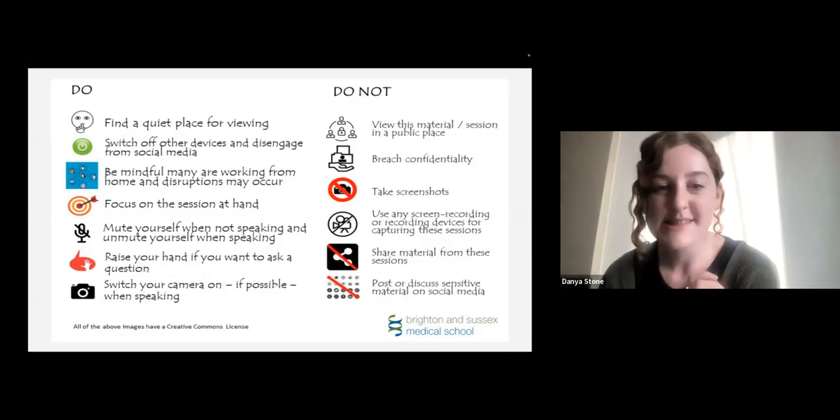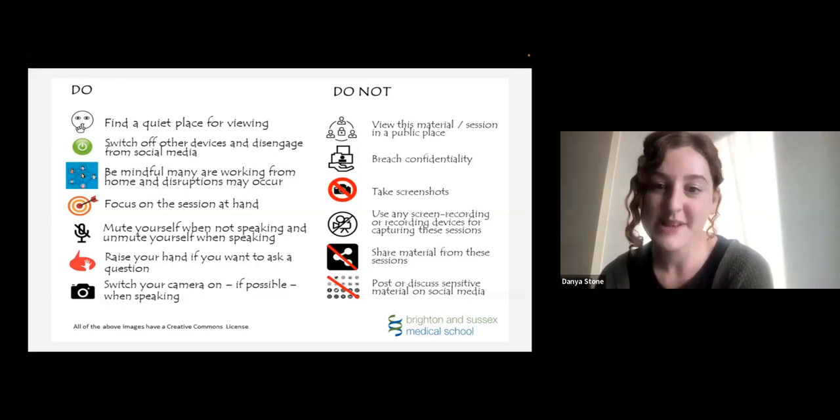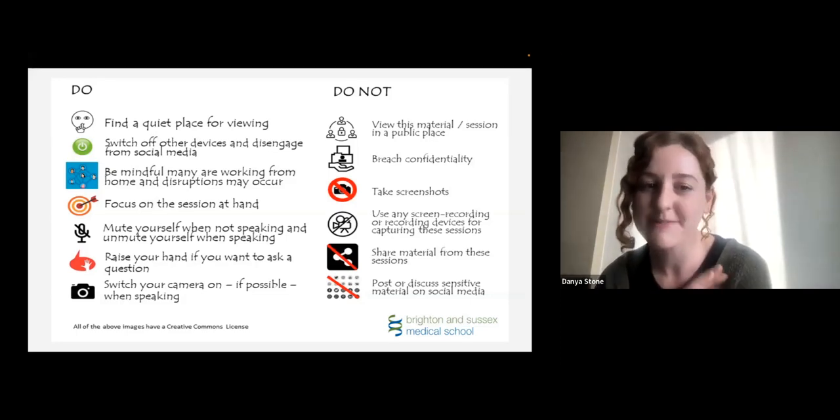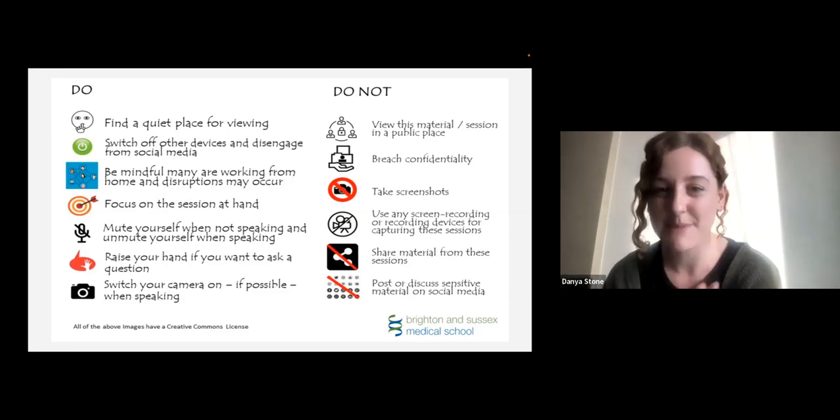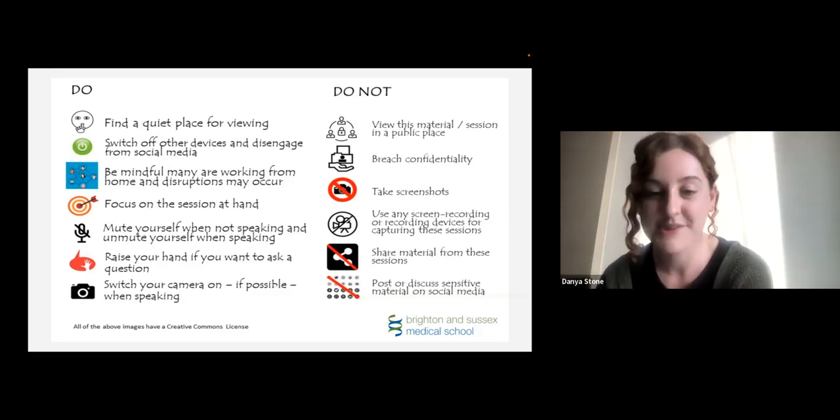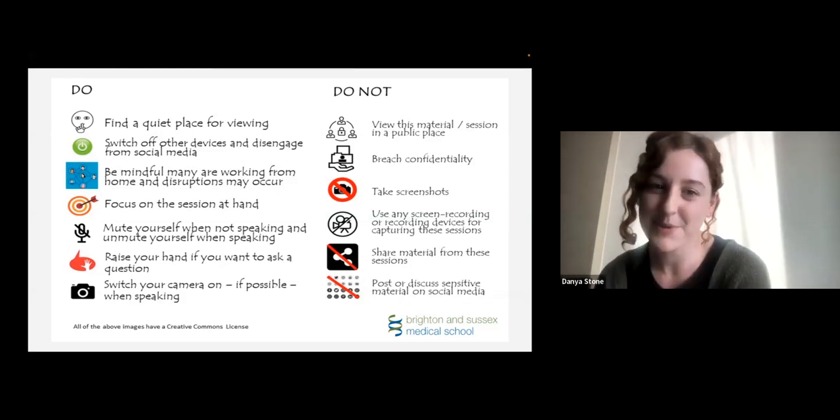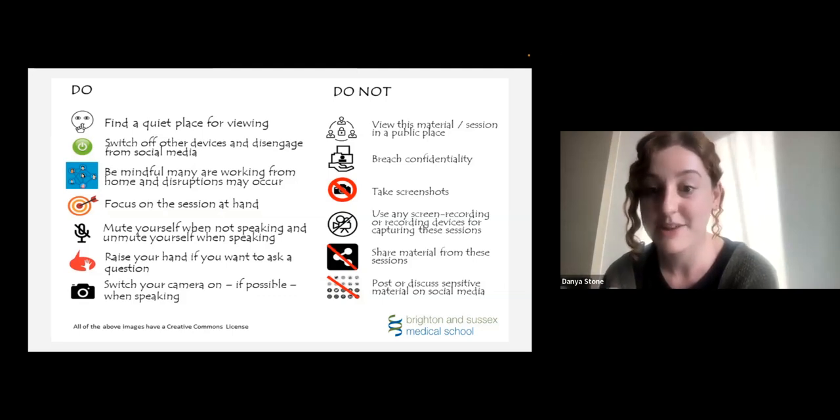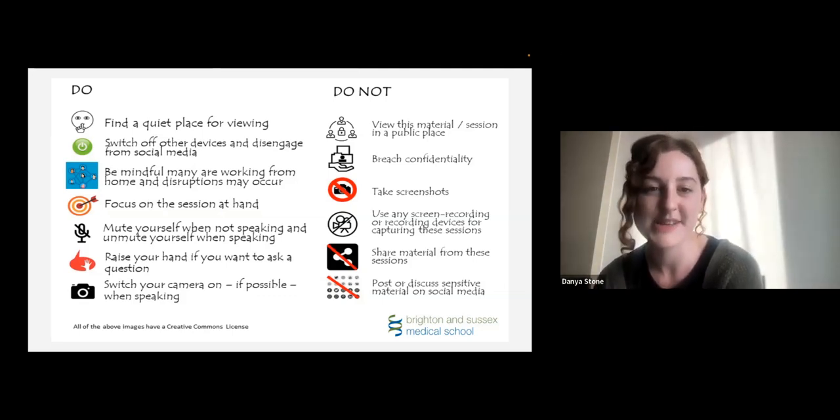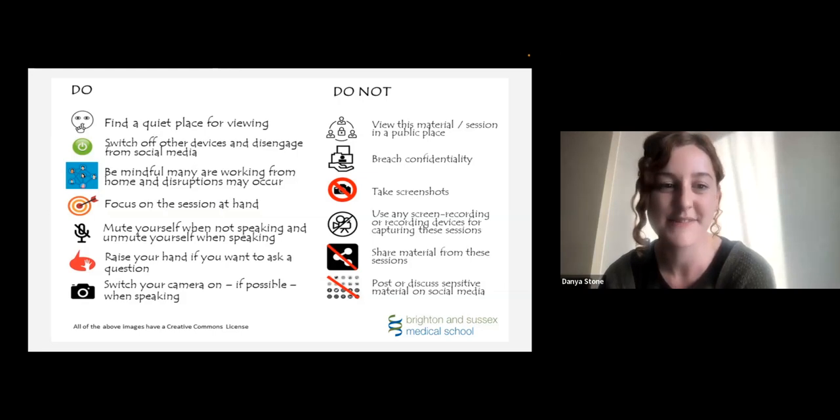So I've included this slide because this presentation does include a couple of images of cadaveric specimens, and all of these are in the public domain. So this slide doesn't really apply to this presentation. It's okay for these to be shared on social media and screenshots to be taken. But I just thought it was a really good point at which to get you all to think about how we normally view and treat images of cadavers. So specifically the cadavers we have at BSMS.